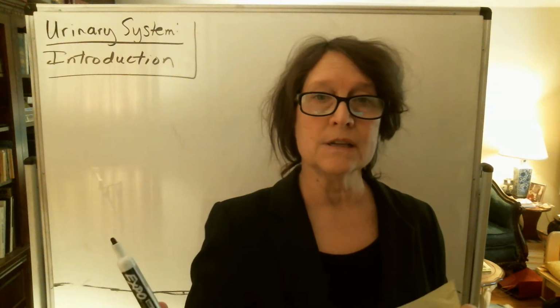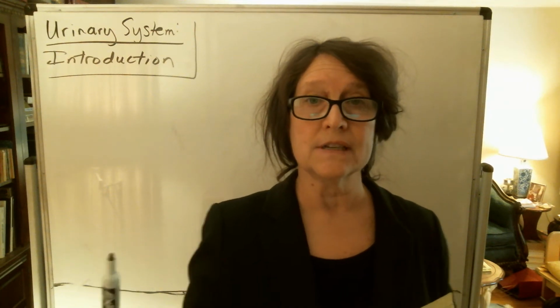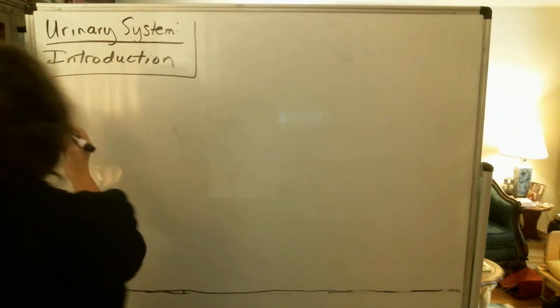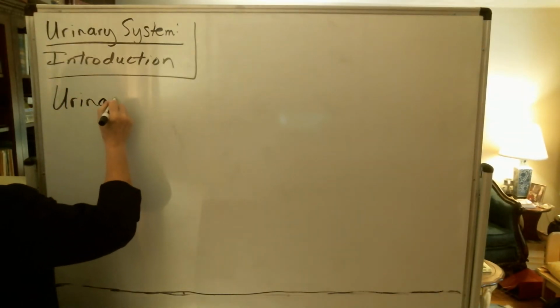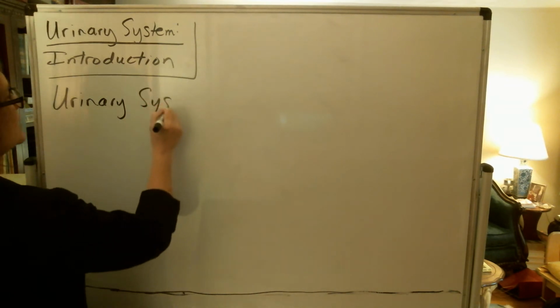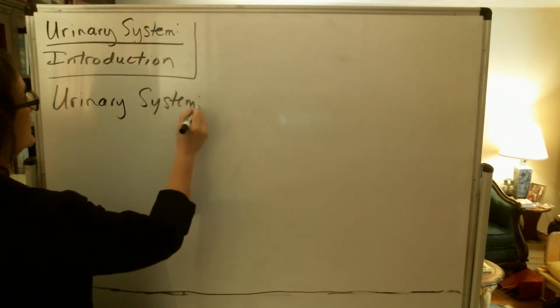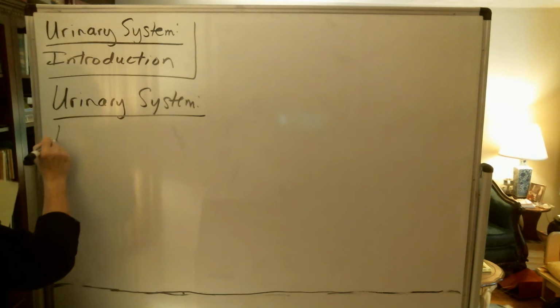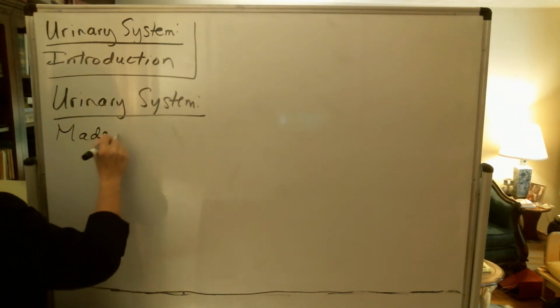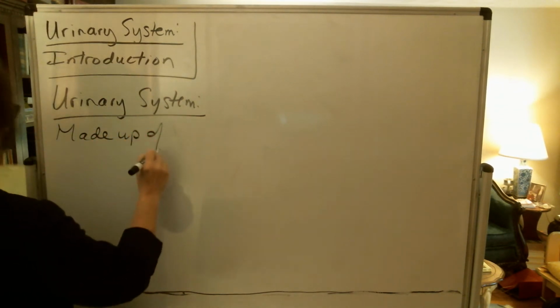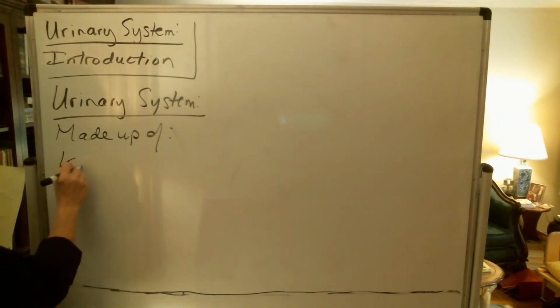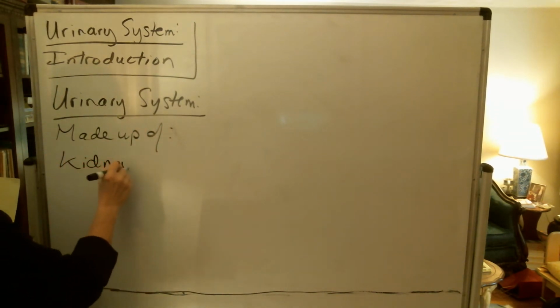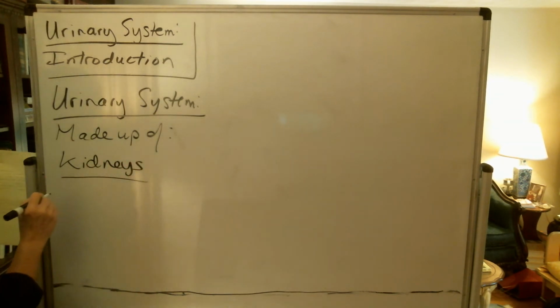This lecture is on the introduction to the urinary system. So the urinary system then is made up of, first of all, your kidneys.